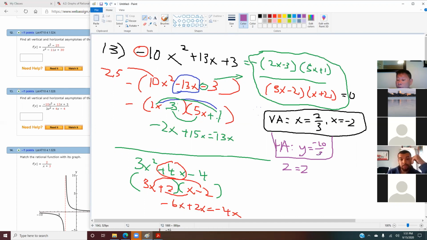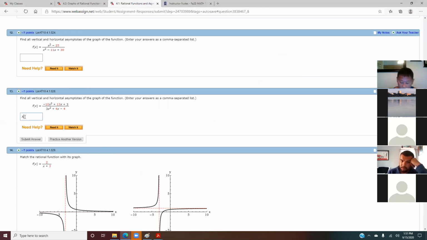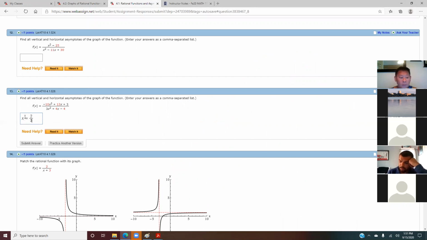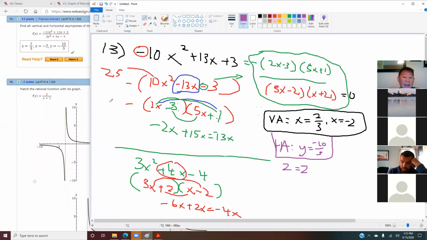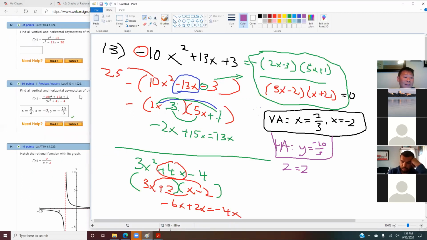So now you got 3 answers. You're going to put all 3 in there. So the first one is x equals 2/3, comma, x equals negative 2, comma, y equals negative 10/3. So this is how you submit your answer. So again, class, without any factoring, that's why a lot of students are having a tough time, because they don't know how to factor. That's the main part of it.